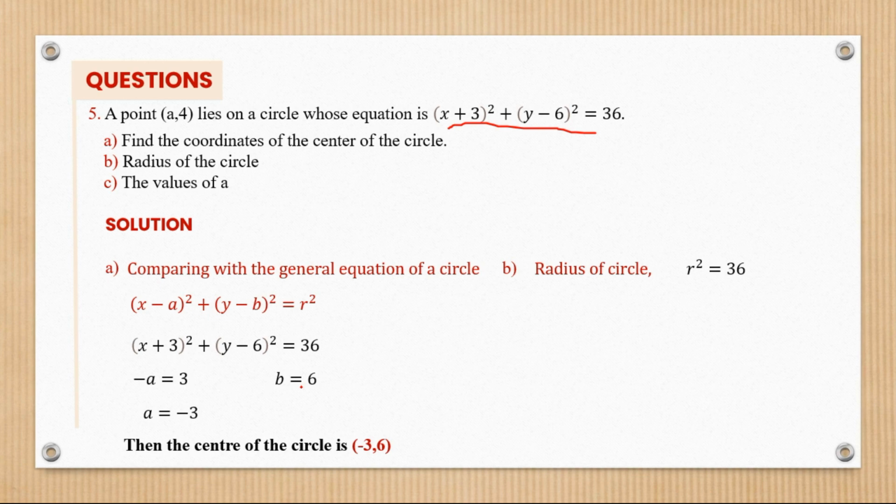Now you can actually compare this and you can see that r squared is equal to 36. Of course, this will mean that if we find the square root of both sides, r shall be equal to 6 units. Now for part C, we need to find the values of a.